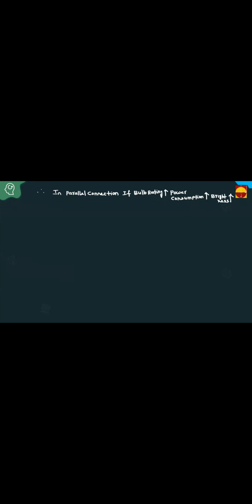Series connection, 40 watt, 80 watt, which is brighter? 40 watt is brighter. Parallel connection, 40 watt, 80 watt, which is brighter? 80 watt bulb is brighter. This arrangement we have to see in our domestic application. In domestic applications, the bulbs are connected in parallel only.